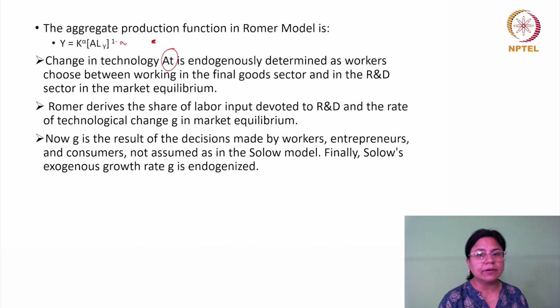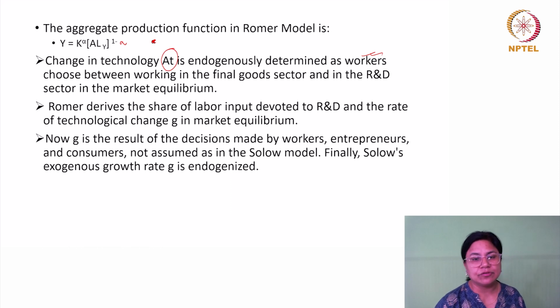And how is it being determined endogenously? It is determined on the basis of the number of the workers who are now working there, right? That means there is going to be a distribution between the workers who are employed in the R&D sector vis-a-vis the final good sector. If more people are now being engaged in the R&D sector, clearly more ideas will be generated.